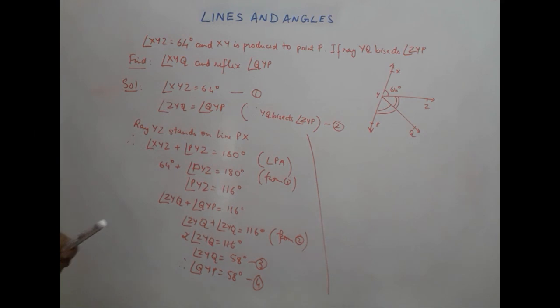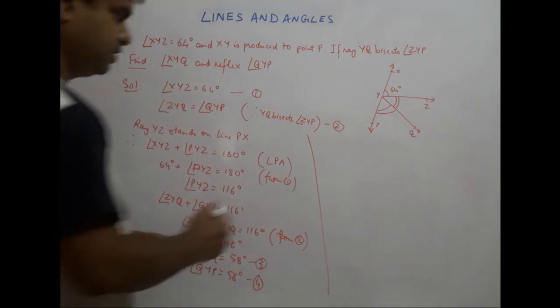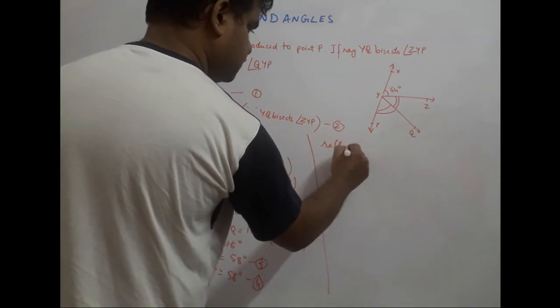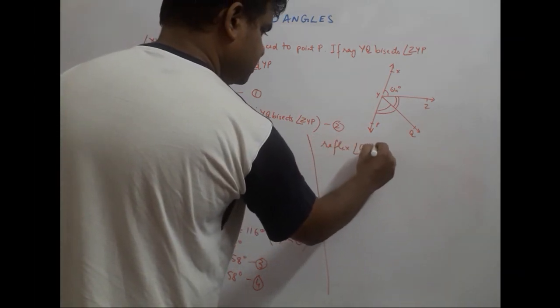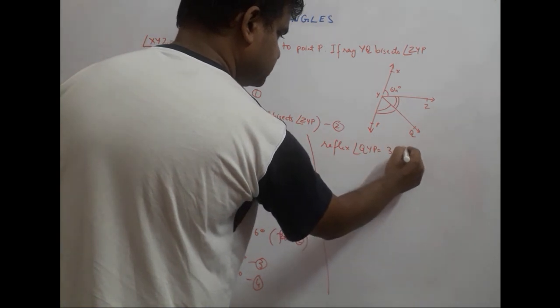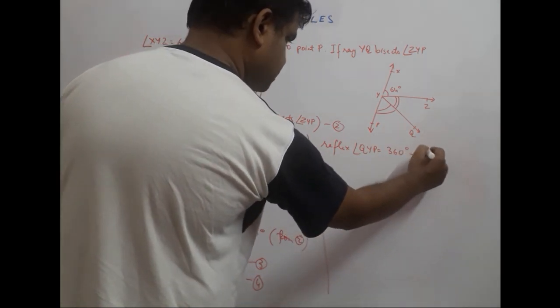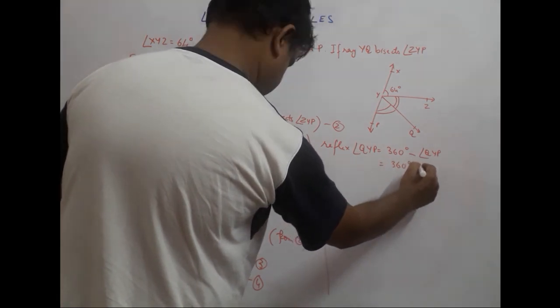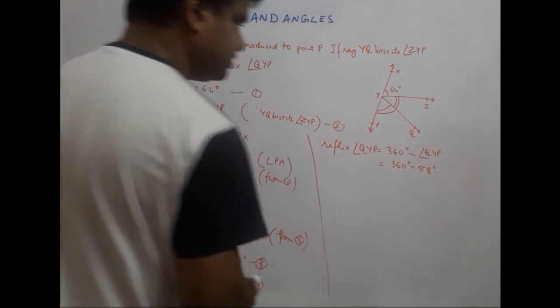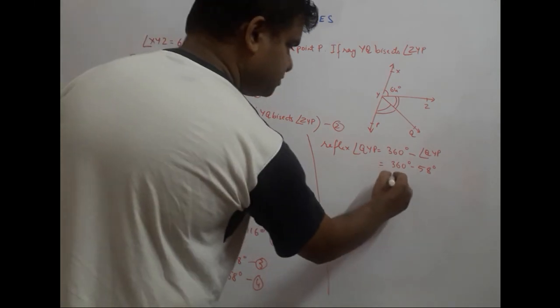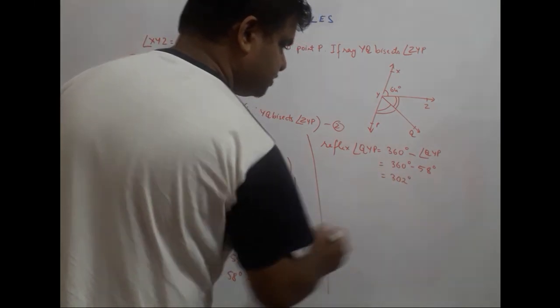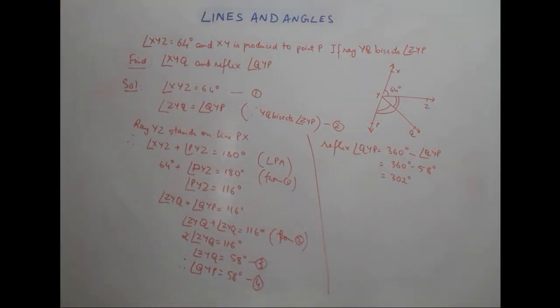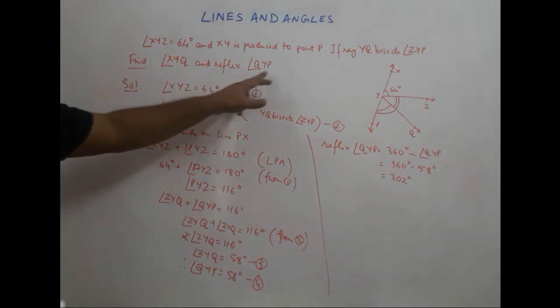So let us first find the reflex of QYP, since QYP is given as 58 degrees. The reflex of angle QYP will be equal to 360 degrees minus angle QYP, which is 58 degrees. That comes to 302 degrees. Got it? So we got reflex angle QYP.